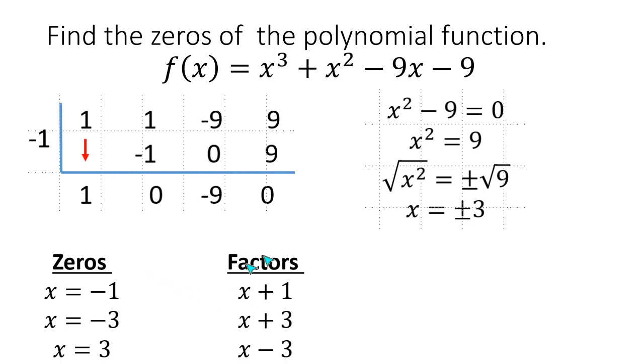Just the factors here, if they give you a 0, then the factor, if we bring the -1 to the left side, that's going to be your factor, x plus 1. In this case, bring the -3 to the left side, we get x plus 3. And then we bring the 3 to this side, we'll get x minus 3.